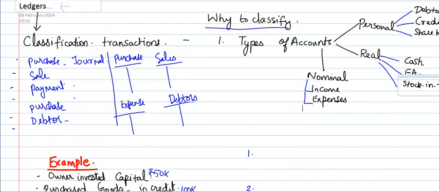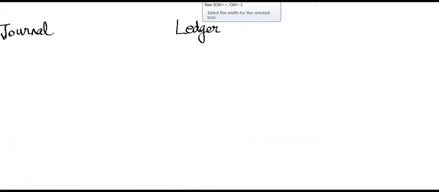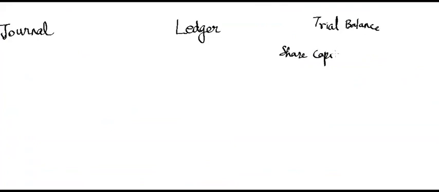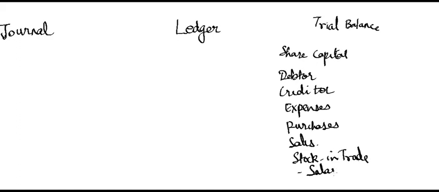Once the journals are posted into the ledger, finally comes the trial balance. What is a trial balance? It is a summary of the ledgers, as you would have seen in many trial balances. How does a trial balance look? It will have various accounts like share capital and reserves and surplus. Then there will be a debtor balance. There will be a creditor balance. There will be some expenses. Then there will be purchases if it is a manufacturing concern. There will be sales. There will be stock in trade and many other expenses like salaries, rent, and so on.